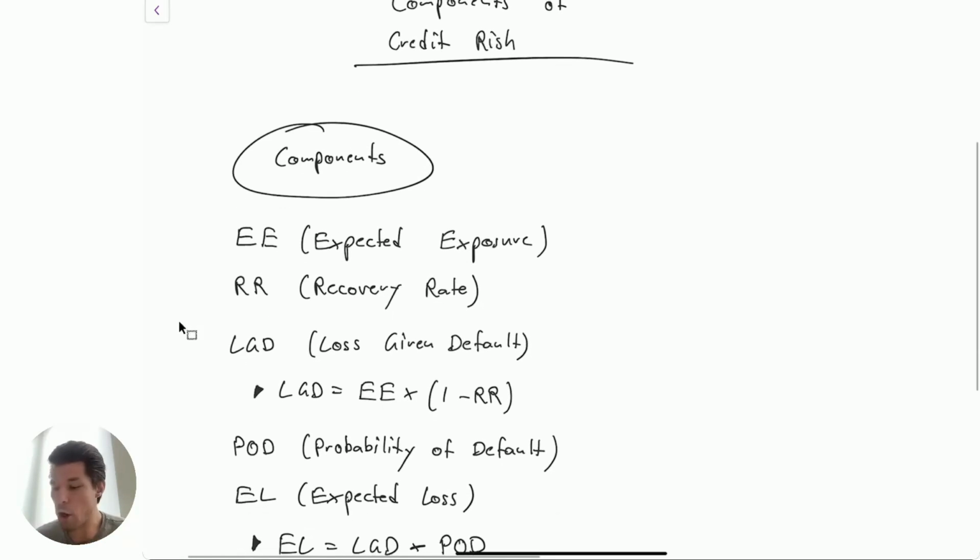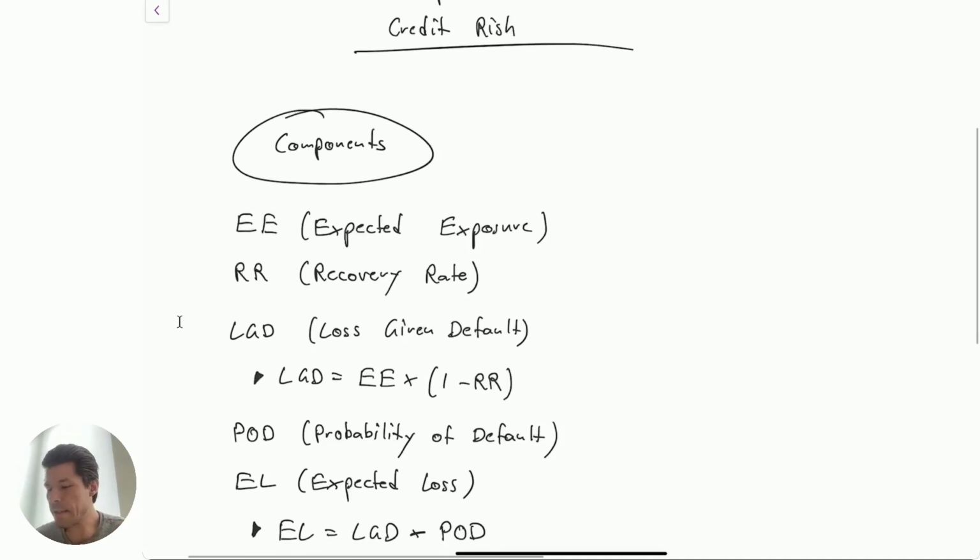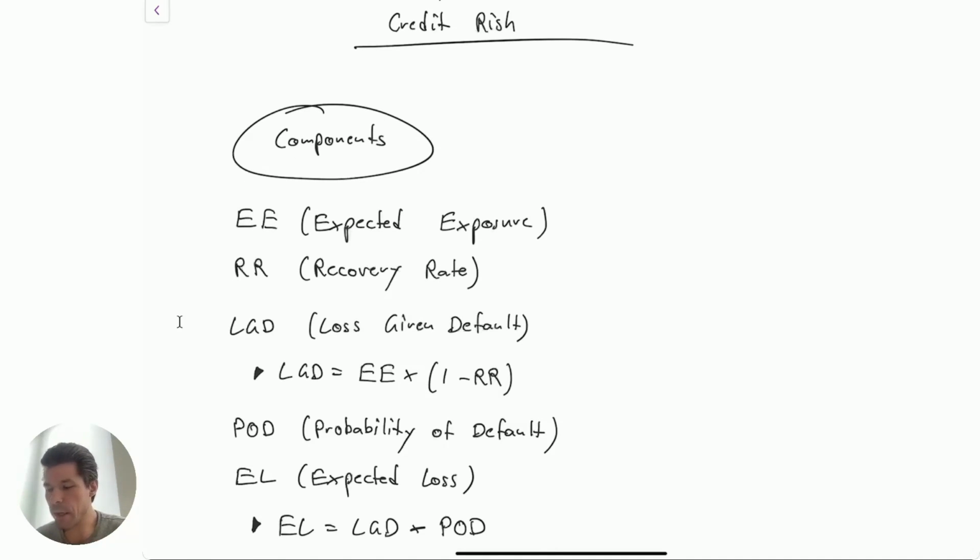The first term is called expected exposure, and this is basically the total size. I will do an example in a bit, but the expected exposure is the total amount of what you have borrowed. So this is the exposure. The higher the amount, the higher your exposure.